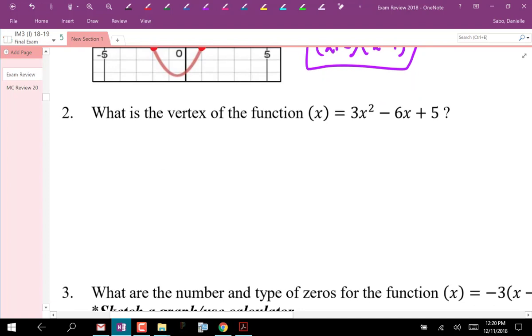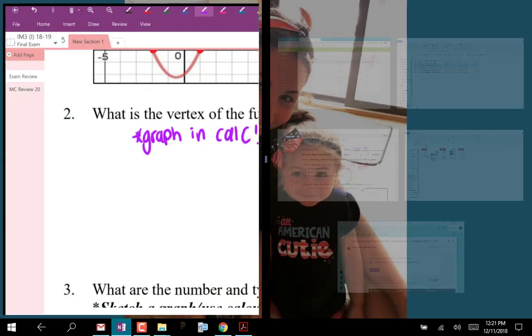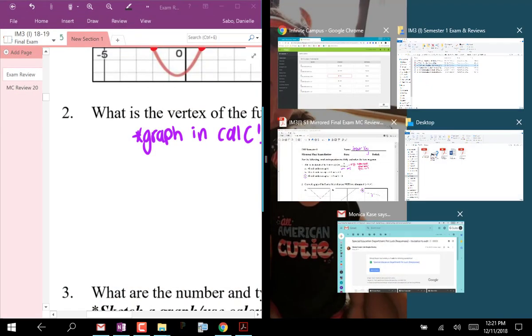So what is the vertex of this function? Vertex, well, we just got to graph it. If you don't know it off the top of your head, you just got to graph it. So I'm going to put graph in your calculator. And we're going to do that together. And then we can find it. It's that simple. Let me get mine out.